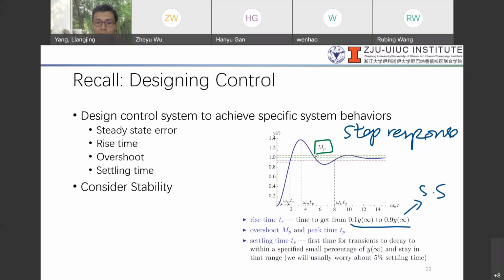It's overshoot. All right. And settling time. Settling. Okay. So it's actually the first time from the transient to decay to within a small percentage of y infinity. And sometimes we denote this like 5%. It could be 3%, it could be 5%.